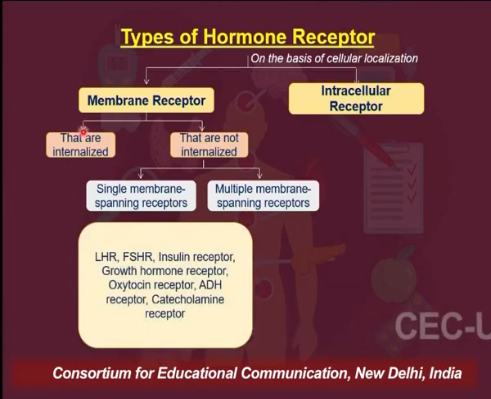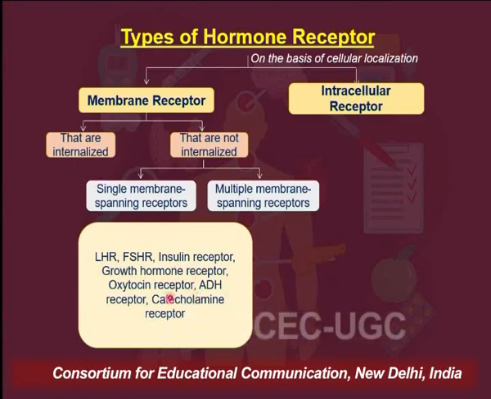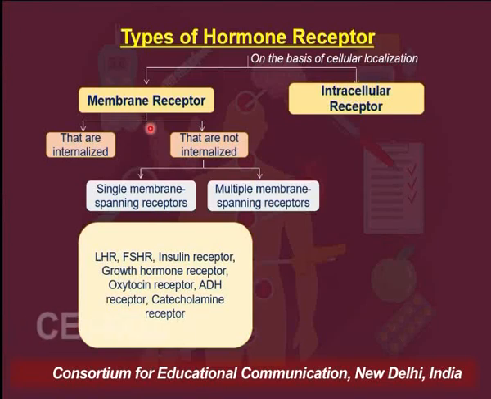So membrane receptors you will find for hormones like luteinizing hormone LH, follicle stimulating hormone FSH, the receptor for insulin, the receptor for growth hormone, for oxytocin, for antidiuretic hormone and the catecholamines. So the receptor of these hormones is found on the cell membrane.